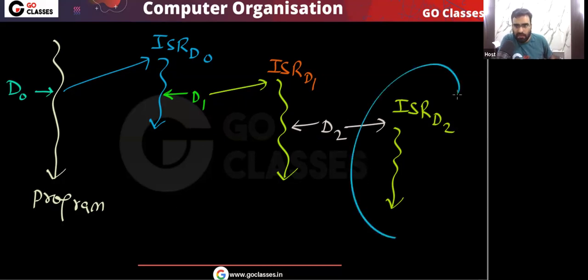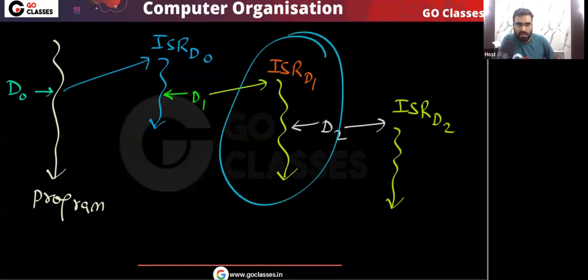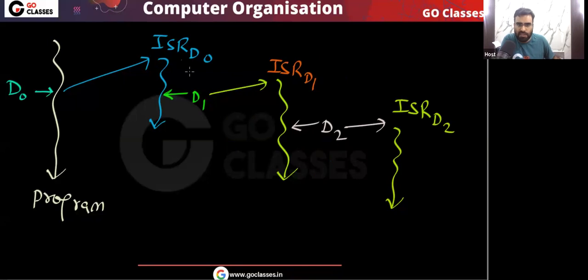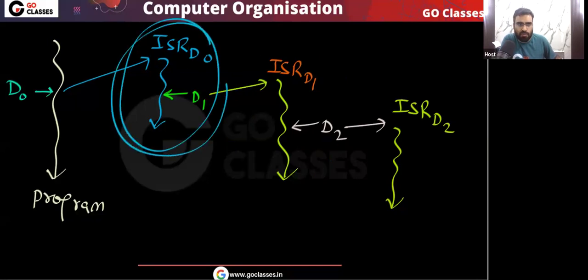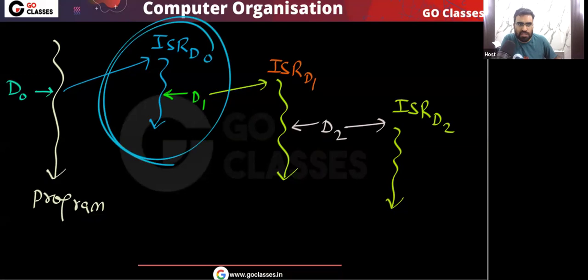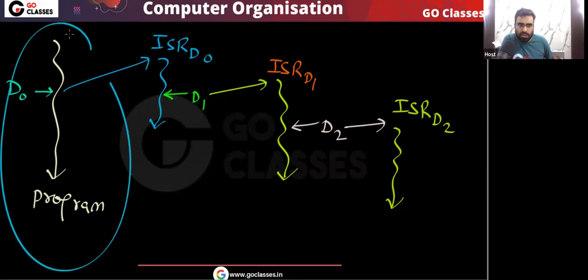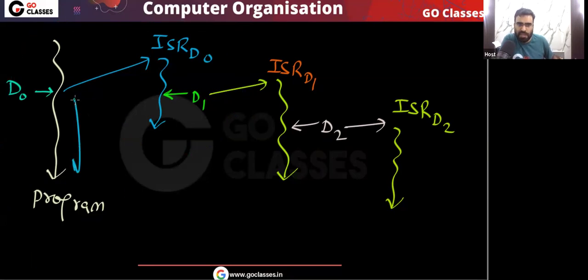Now notice, once this ISR of D2 is over, then what will the CPU do? CPU will restore this from the control stack and resume it. Then when this is finished, CPU will restore the previous one from the control stack, resume the execution and complete it. And after completing this ISR, CPU will restore the original program and resume its execution. So you can see we allow any level of nesting.